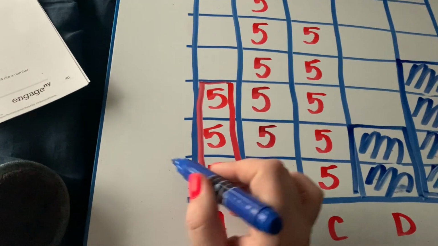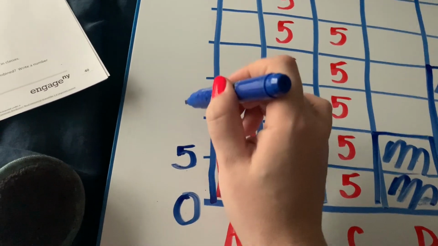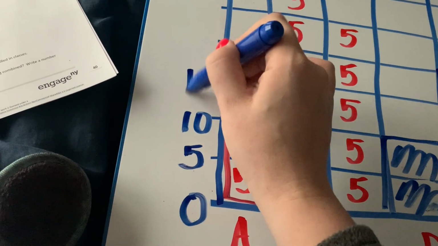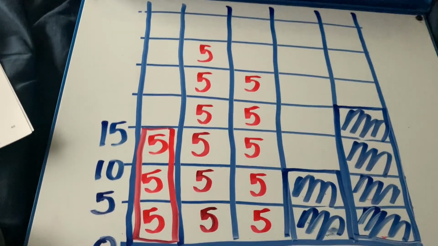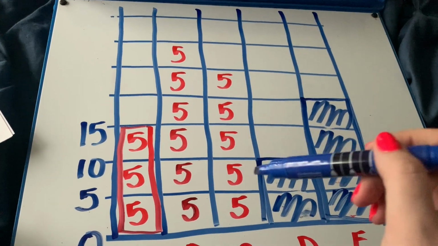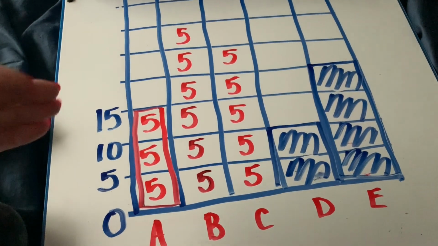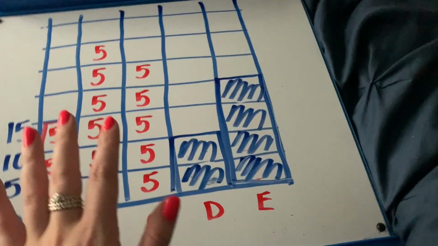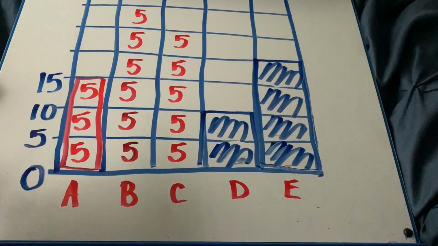So over here, I would have 0, I would have 5, 10, and I'm counting by 5s. I could count by 1s, but I would have to draw 30 lines. So you have to keep in mind the size of your graphing paper and also the numbers that you have inside of your graph, and that will help you make your scale. So for this, I didn't have much room and I was counting by 5s. So I just counted by 5s going up.